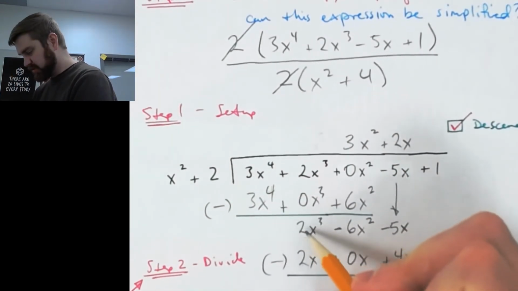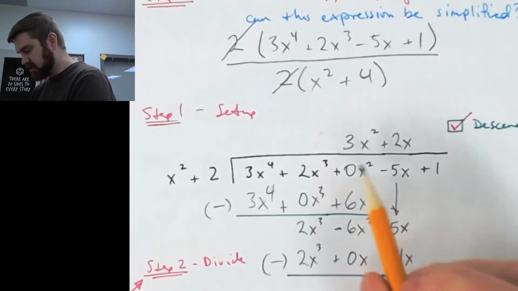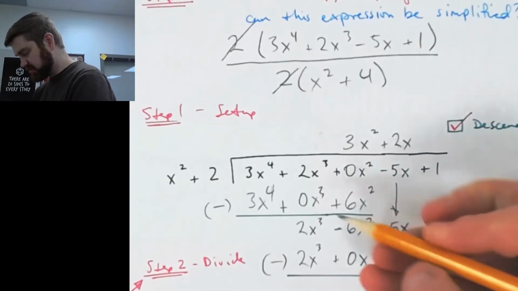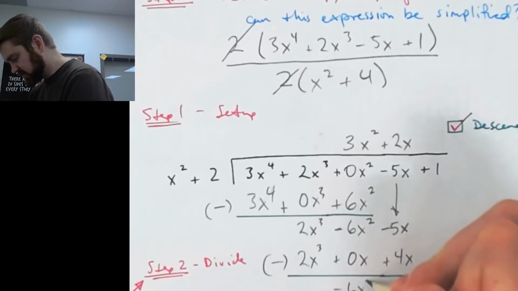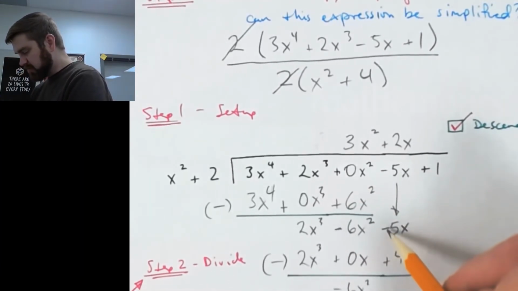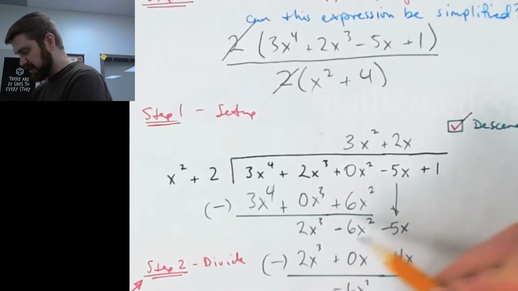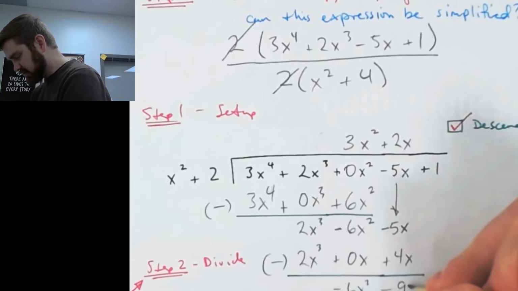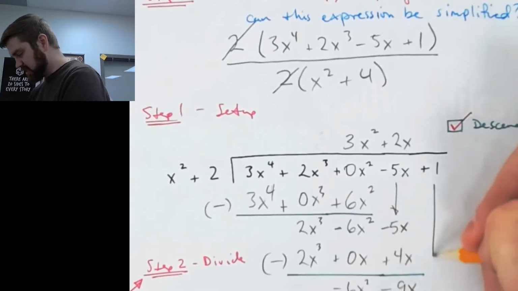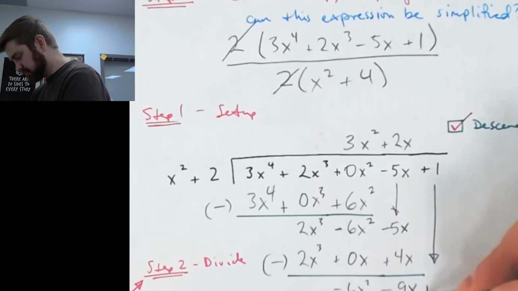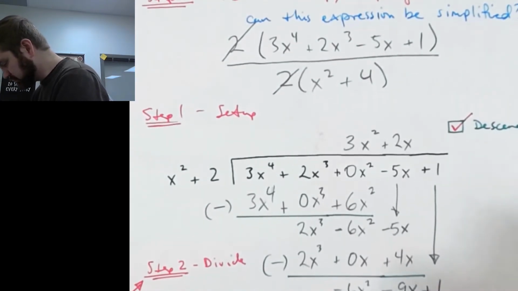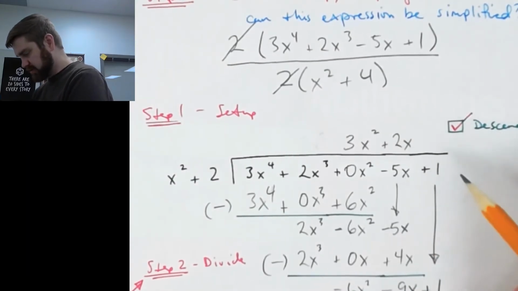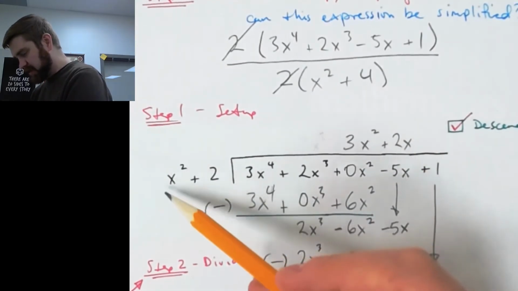Okay. And I'm going to subtract everything. So 2x cubed minus 2x cubed. Negative 6x squared minus 0 is negative 6x squared. Negative 5x minus 4x gives me negative 9x. And now I'm going to bring down the 1, okay, to do it again.